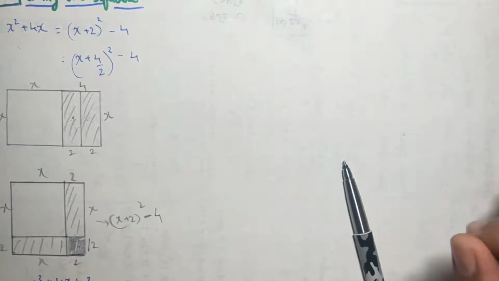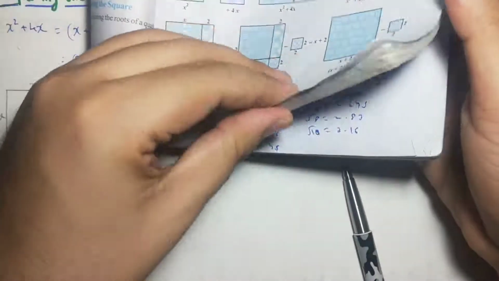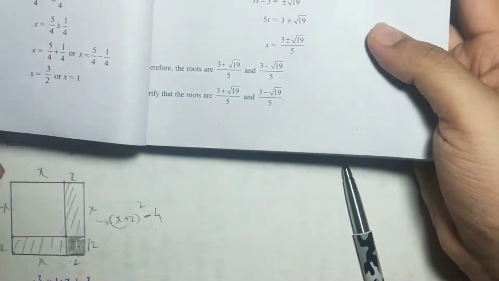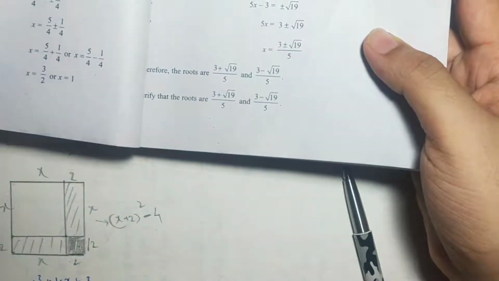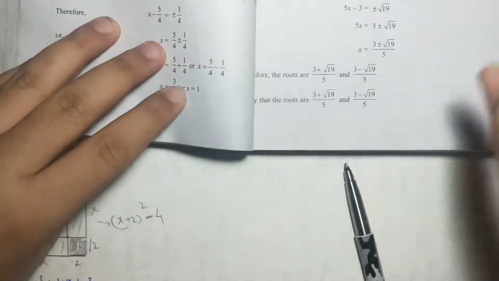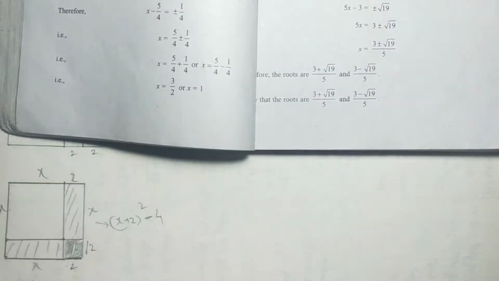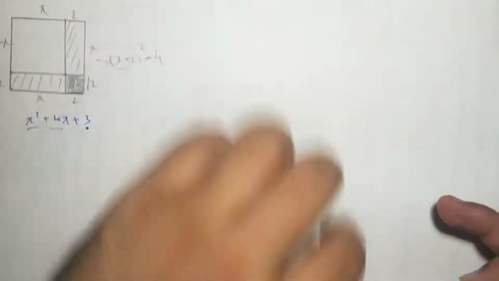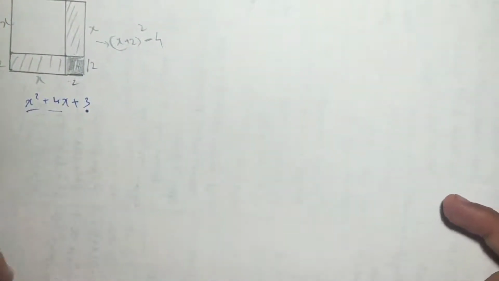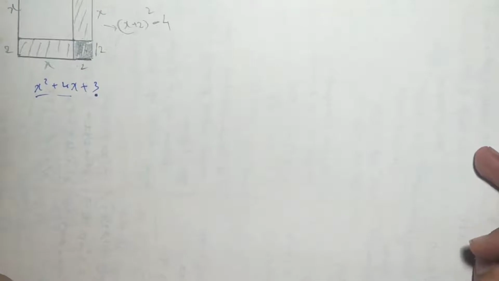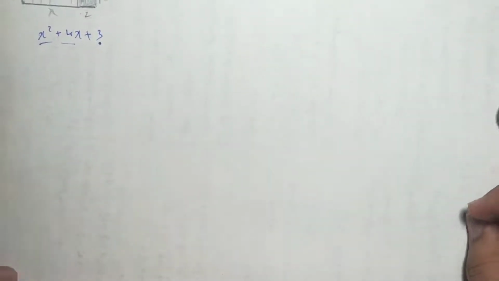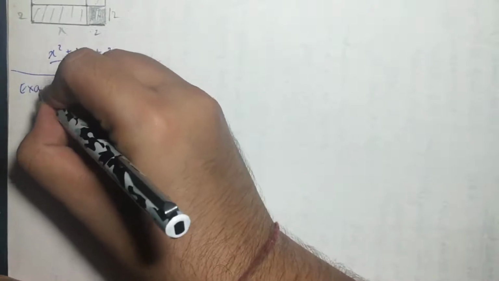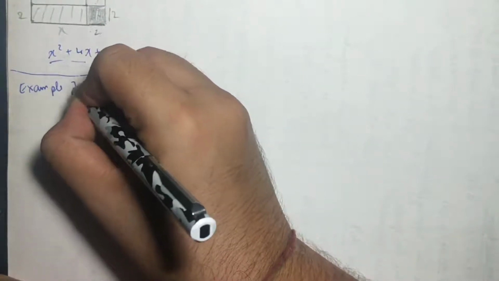So let us start with example number 7 on page number 80. This example will help me to make you understand the trick to solve these types of sums using the completing the square method. So, example number 7.